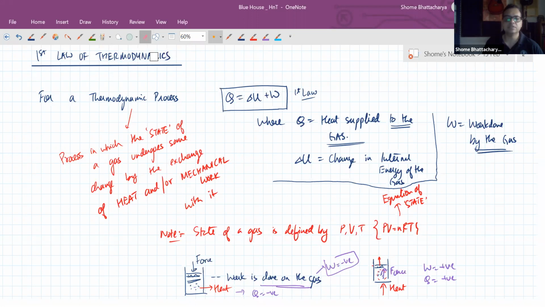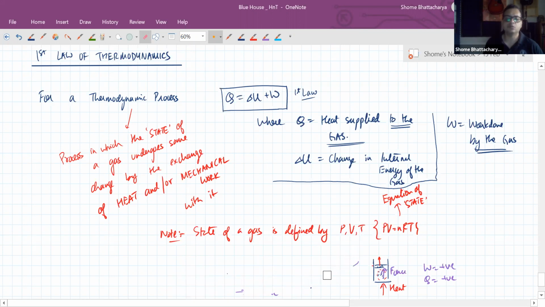And internal energy, we've just understood by the kinetic theory of gases earlier, that it depends on the state of the gas, the pressure, volume, number of moles, temperature, etc. How it depends on those, we have already seen one formula. So next time onwards, we'll start looking at applications of this.